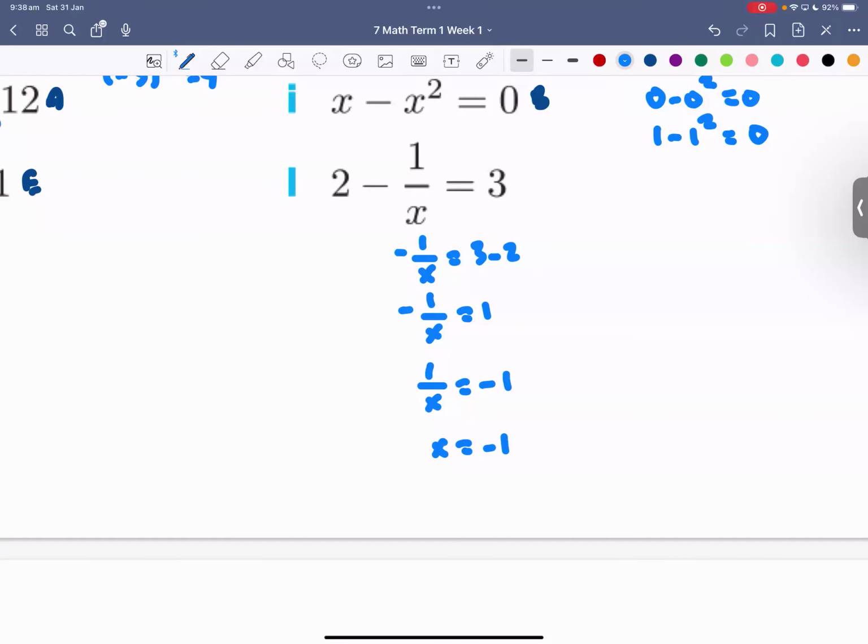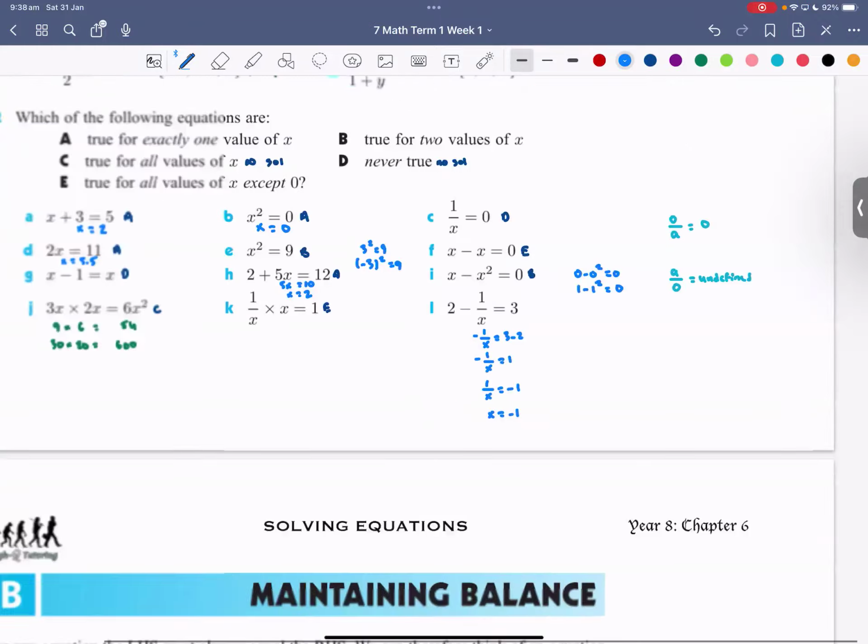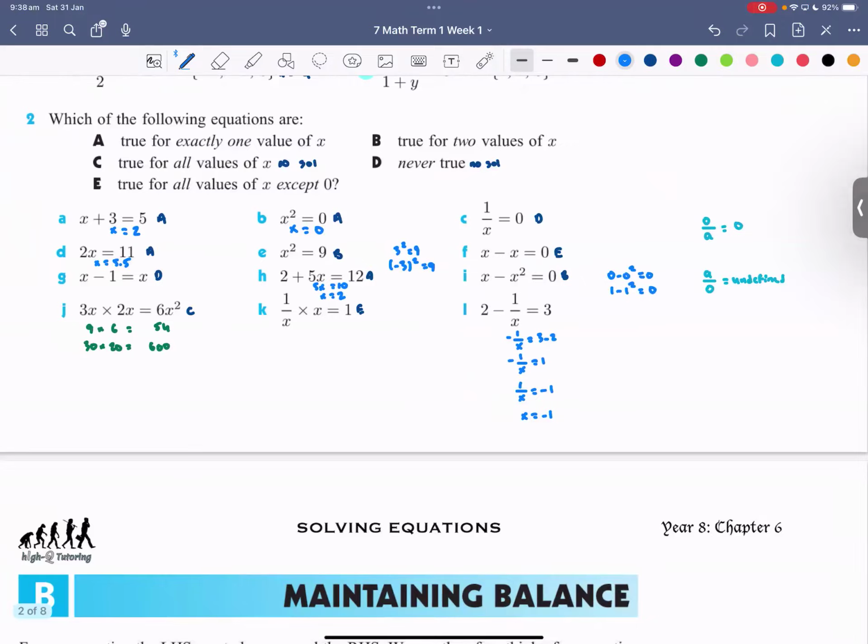So how many answers were there? 1. There was 1 answer that worked out. So there you go. Your answer is actually A, true for 1 value. Hooray. Cool. Are we all happy with that? All right. So we've done that.